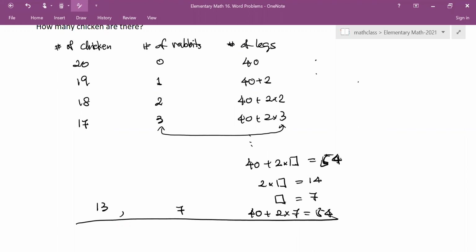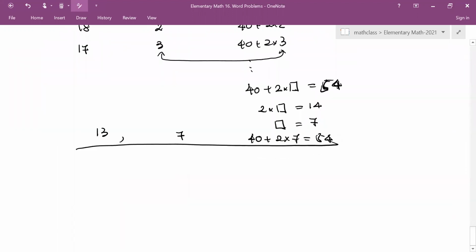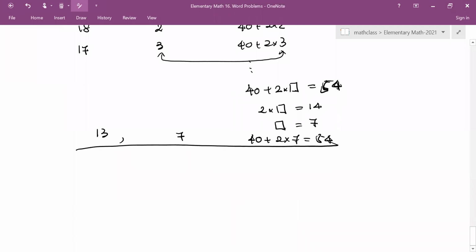So this is one method, an elementary method that people use. Another method they use is different. C means the number of chickens, R means the number of rabbits. The total will be 20. That's the first equation.